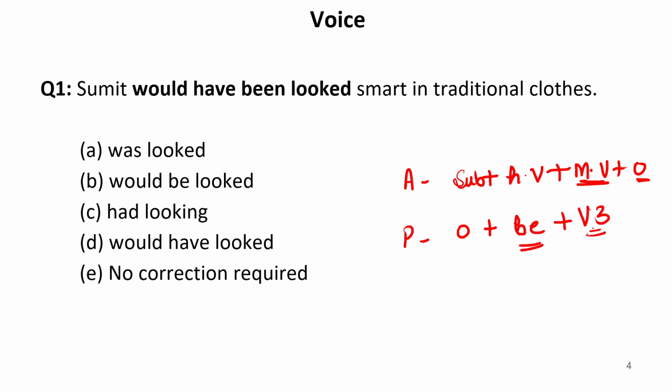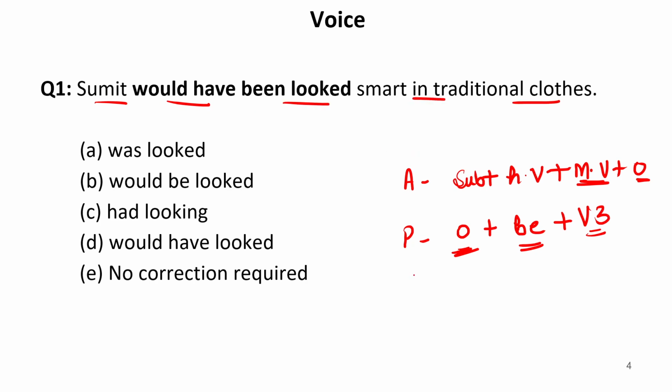So if this is the structure of the sentence, and if the object is focused, and if the object is given priority over the subject, then the sentence is in passive voice definitely. So we have to rectify the given part which is in bold if it is incorrect. Now let us try to do these questions. So the first question is, Sumit would have been looked smart in traditional clothes.